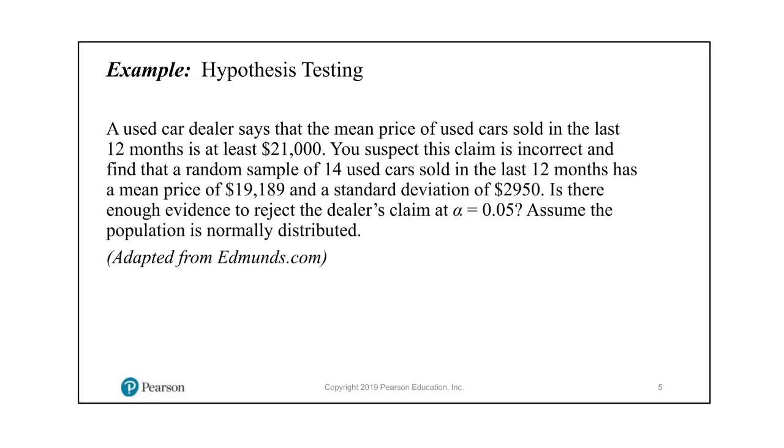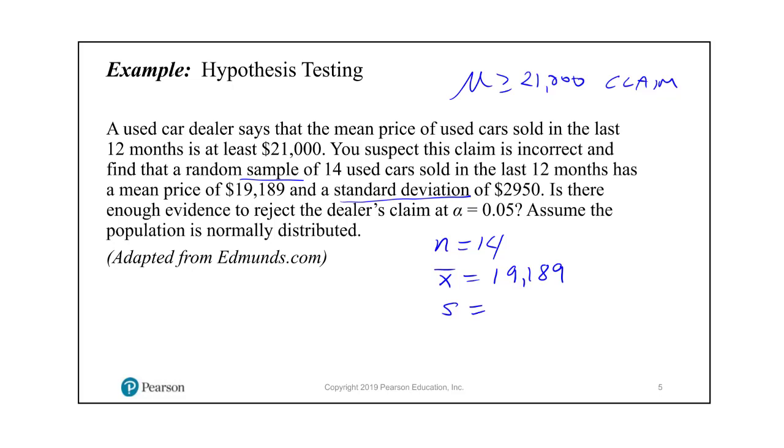Okay, so let's start gathering some information and then see why we're doing what we're going to do. The used car dealer claims that mu is at least 21,000, greater than or equal to 21,000. And that's the claim. What do we have? Sample size of 14. Sample mean of 19,189. And now realize, because this standard deviation was referring to the sample, that's s, 2950. And then we were given our alpha of 0.05.